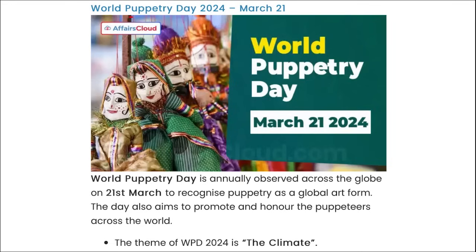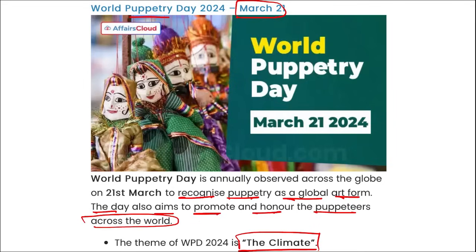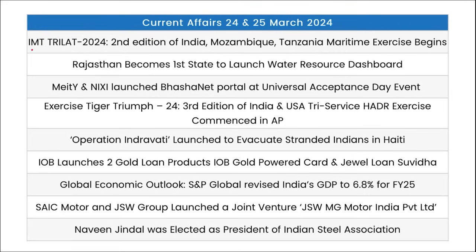Next is World Puppetry Day. It is also observed on 21st of March and it is to recognize puppetry as a global art form. The day also aims to promote and honor the puppeteers across the world, and the theme here is climate. So friends, these were your important current affairs for the day. Now let's go to quick one-liner revision.